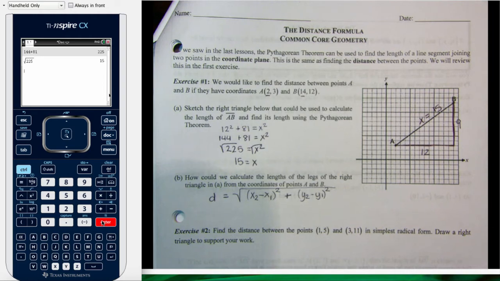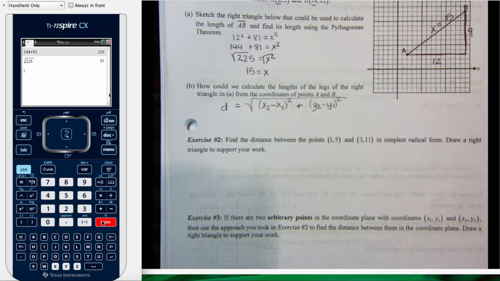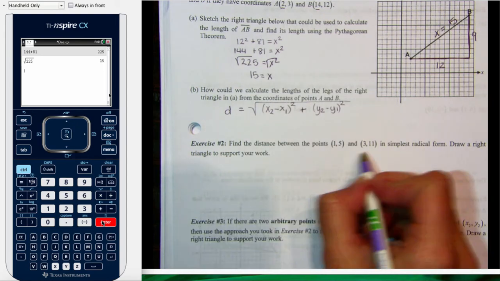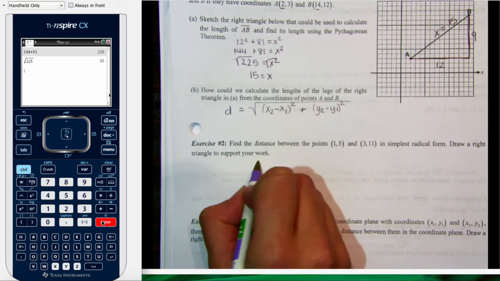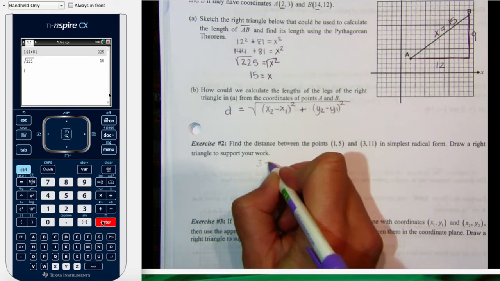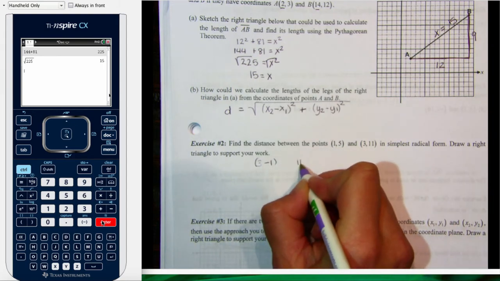Okay, so the next thing that we're going to do is take a look at an example. This time it says find the distance between the points (1, 5) and (3, 11) in simplest radical form, and draw a triangle to support your work. So what I need to do is find out how far apart my x values and y values are. So I'm going to subtract my x's, so 3 minus 1, and then I'm going to subtract my y values, 11 minus 5.